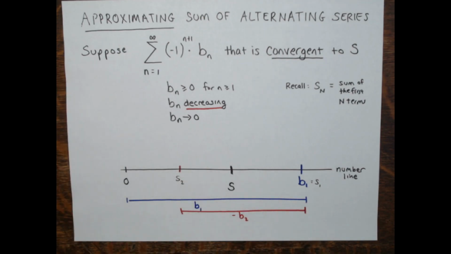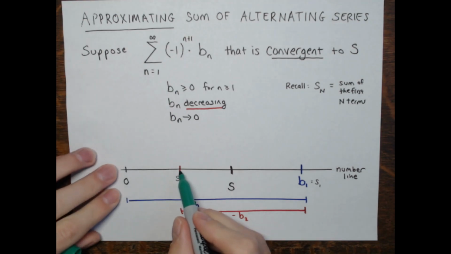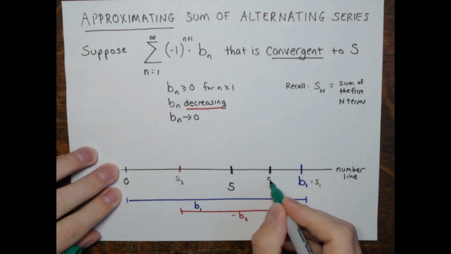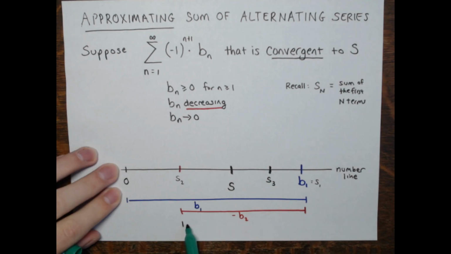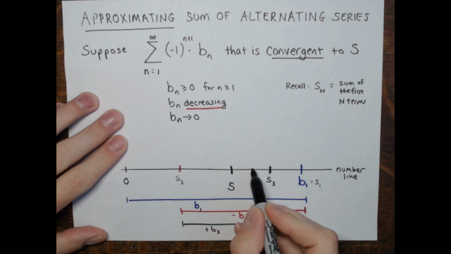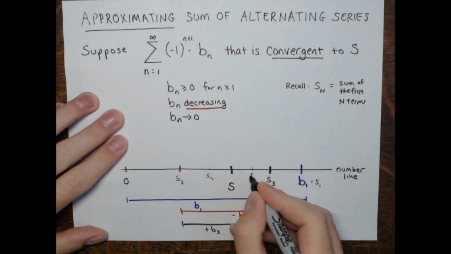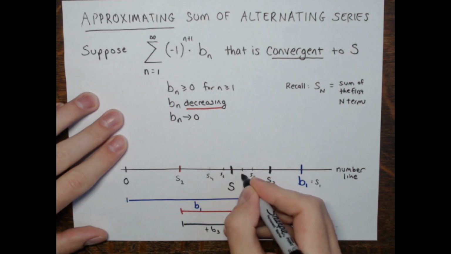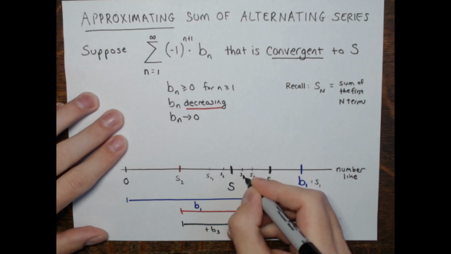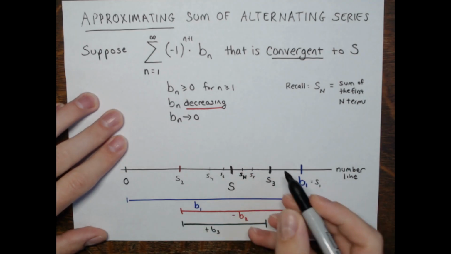And then I'll add B3, which will take me over above S, right? And you'll see this with these convergent. So here's S3. And B3 should be shorter than B2, right? So there's plus B3. And so on. So eventually we'd subtract B4, add B5, right? Here's S4, S5, S6, S7, and so on. Eventually, we'd get down to, say, S sub capital N, right?